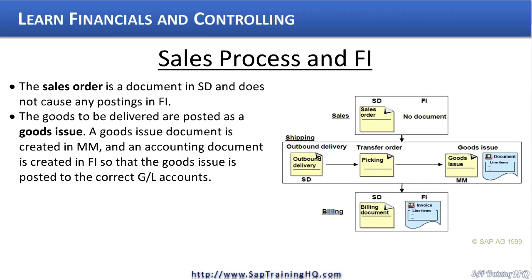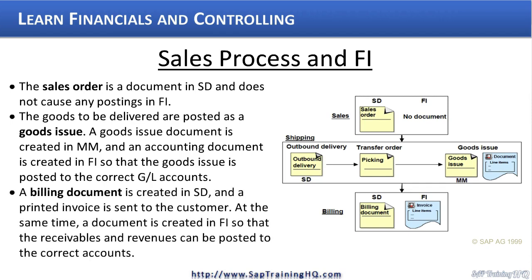The last stage in the sales process is billing. A billing document is created in the Sales and Distribution module, and a printed invoice is then sent to the customer. At the same time, a document is created in Financial Accounting so that the receivables and revenues can be posted to the correct accounts.